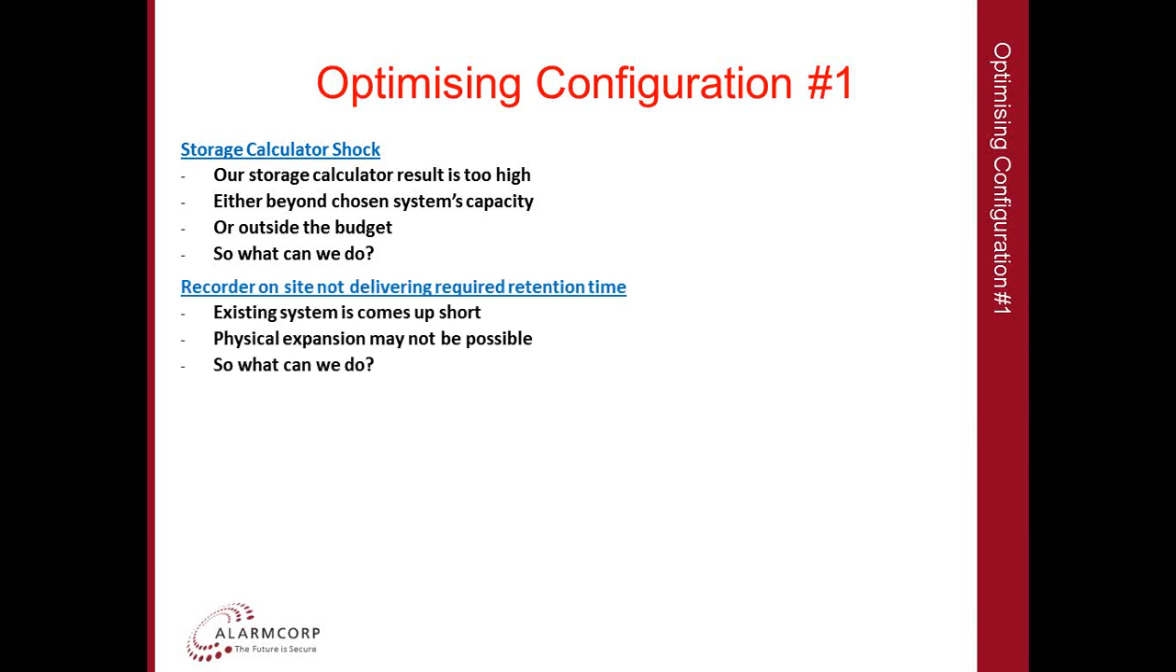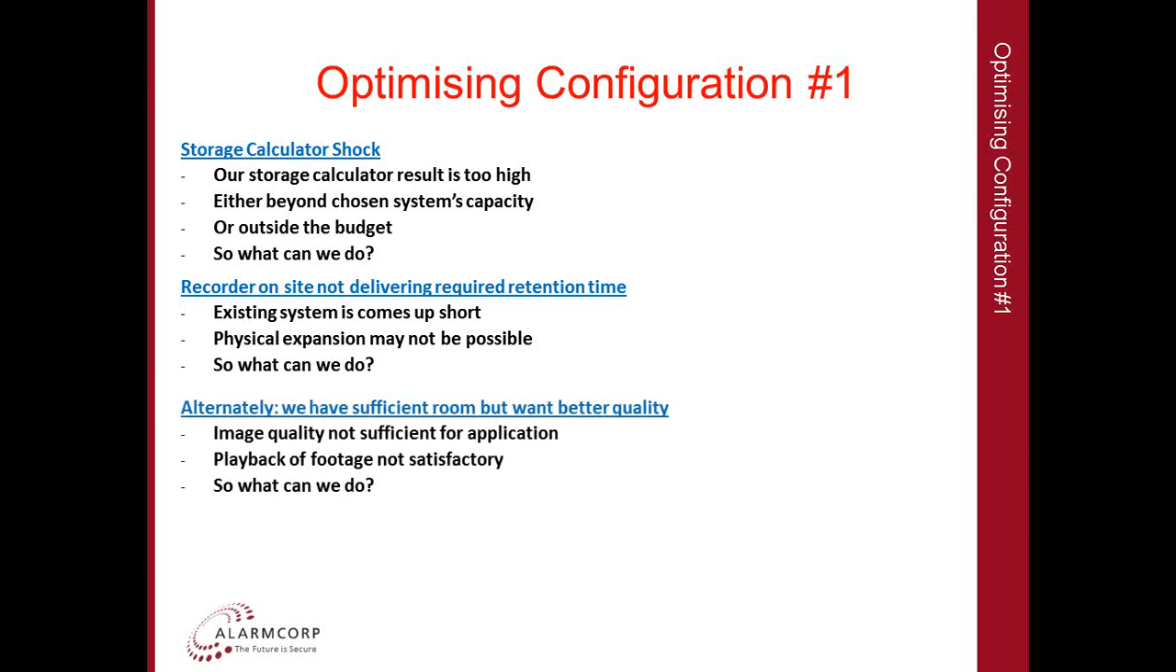Or alternately, we already have a recorder on site that's not delivering the required retention time. The existing system is coming up short, and physical expansion may not be possible. That could be for any number of reasons. Either the budget's not there, the system on site is already a year or two old and extension parts for it are not possible, or any other number of reasons. There's no space in the rack, for example. Again, so what can we do?